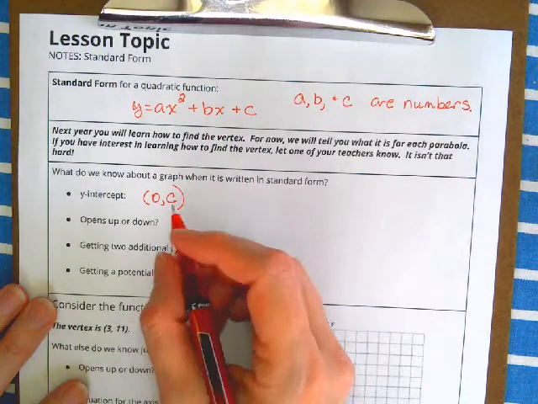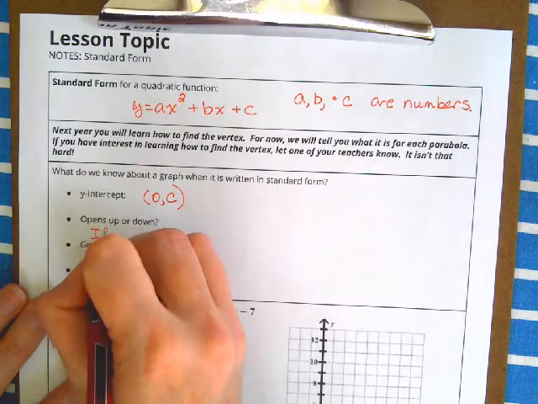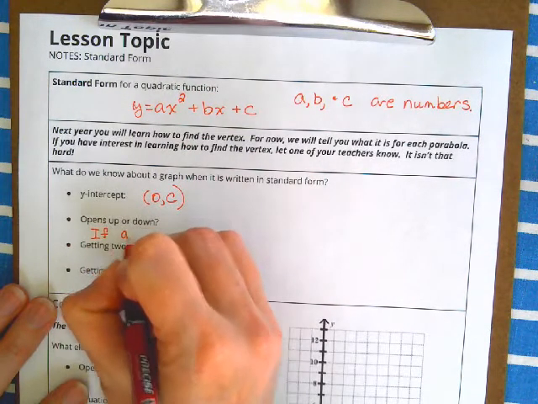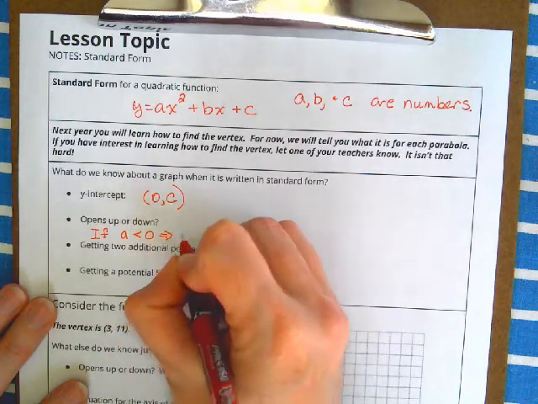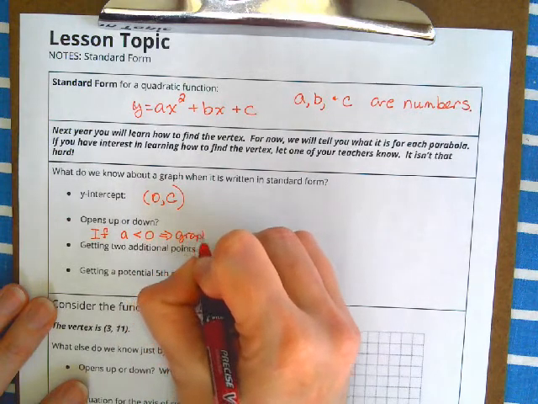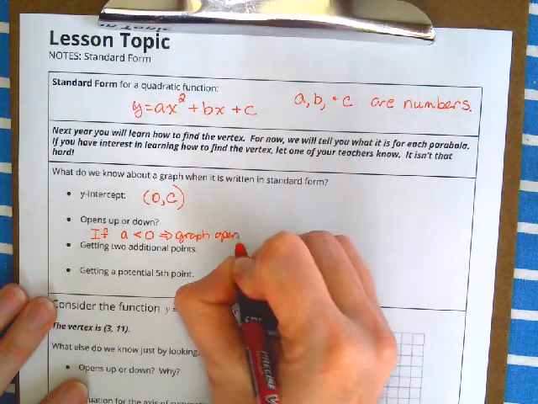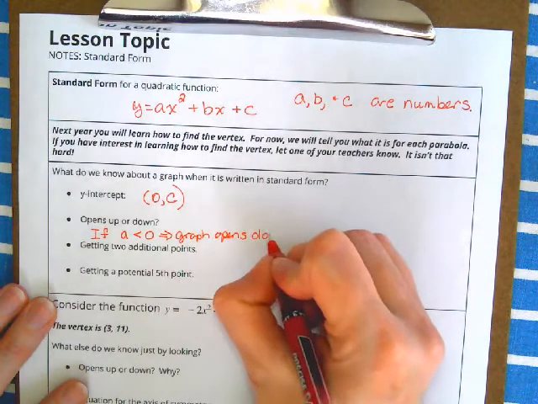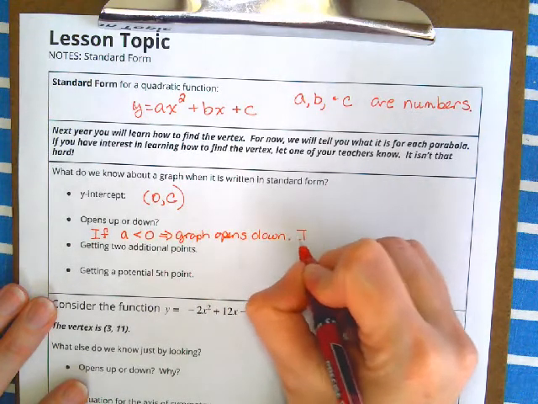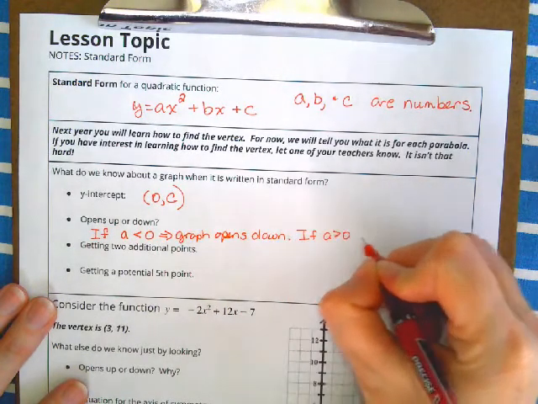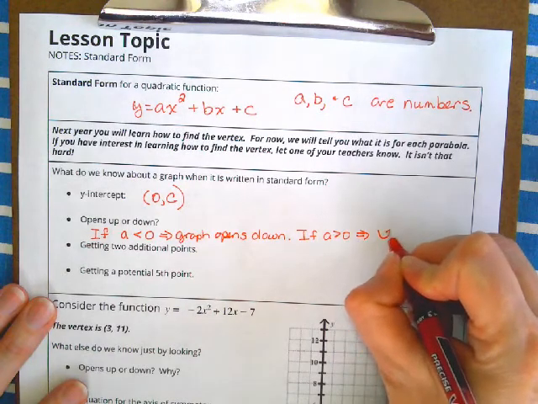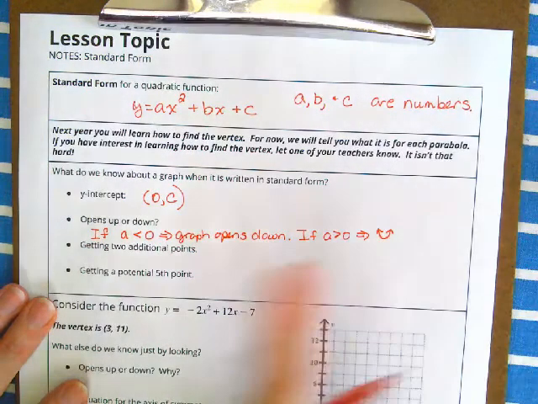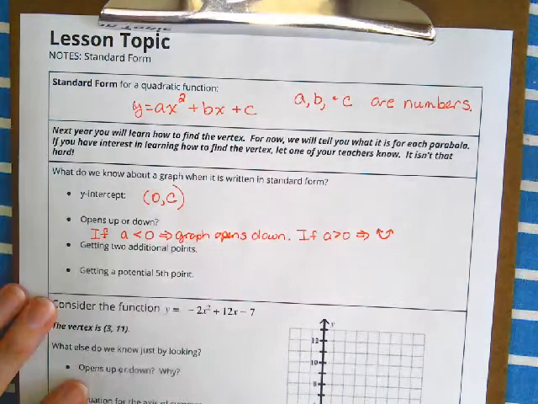Does this open up or down? This isn't going to be shocking because we took notes over this the last time. If a is less than 0, the graph opens down. In other words, if a is negative. If a is greater than 0, the graph opens up. Shocking. A little shorthand for you there.